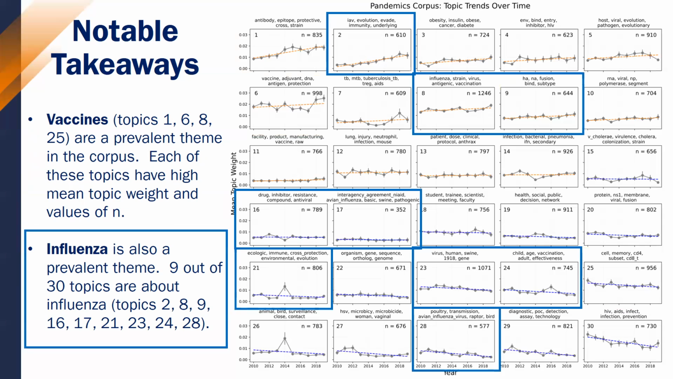We also see that influenza is a very prevalent theme. So I've drawn boxes around 9 different topics that are about influenza. And how we measured that is that influenza, or a word that signals influenza, was in the top 20 words for each of these topics. So influenza is very prevalent in the corpus. It makes up about 1/3 of the topics. And we can see there are some other health issues that come up, such as obesity in topic 3, tuberculosis in topic 7, but influenza is incredibly prevalent. It makes up 1/3 of the topics.